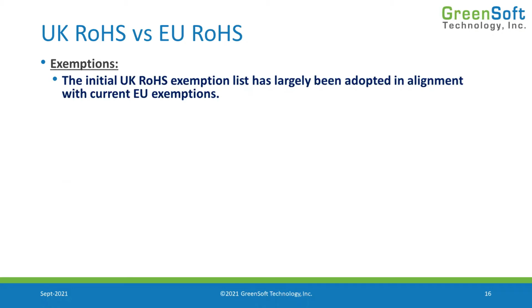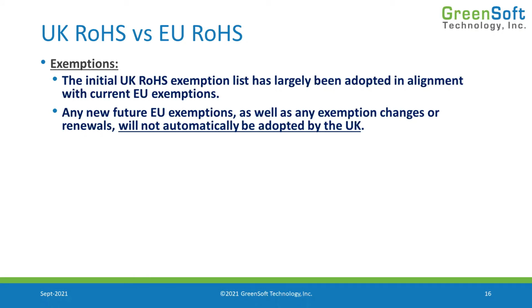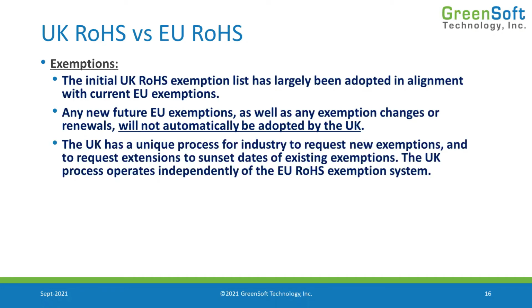There are no cases where an EU exemption being claimed today is not valid in the UK, although there are some structural differences. However, any new future EU exemptions that are adopted will not automatically be adopted into the UK, as well as any exemption changes or renewals. Those will not automatically flow through anymore to the UK because there's no link. The UK has a unique process for industry to request new exemptions and a unique process to request extensions to the expiry dates of the existing exemptions.